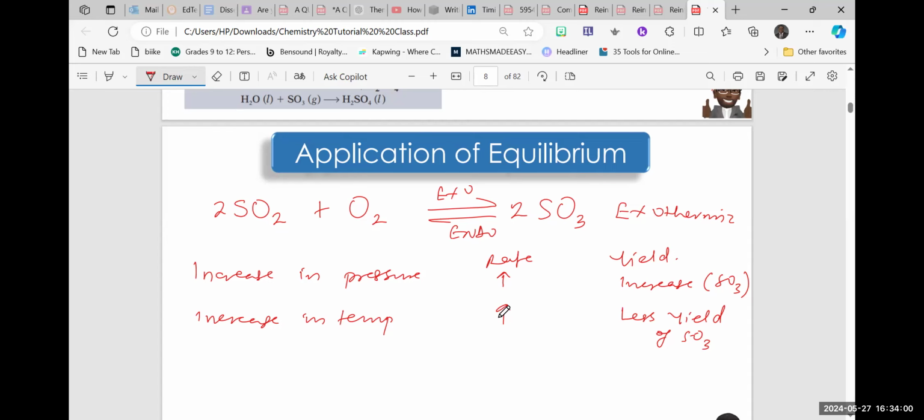So you should be able to explain this for increase in pressure, decrease in pressure, increase in temperature and decrease in temperature. This is what we call application of chemical equilibrium in industry. So just two things: the contact process and the Haber process.